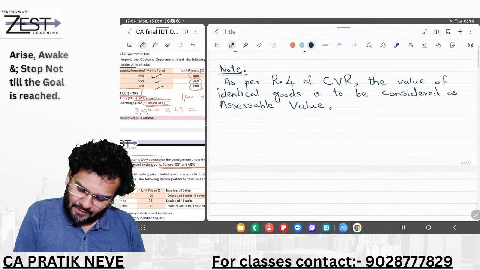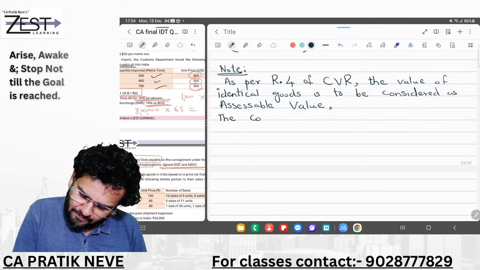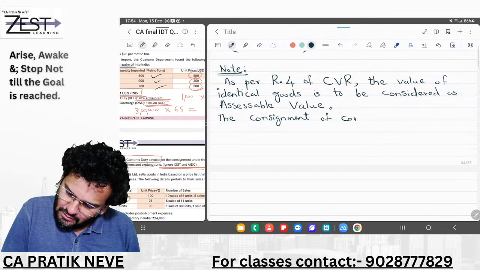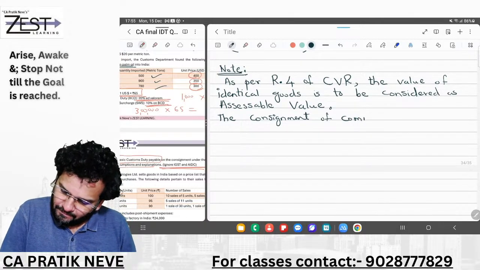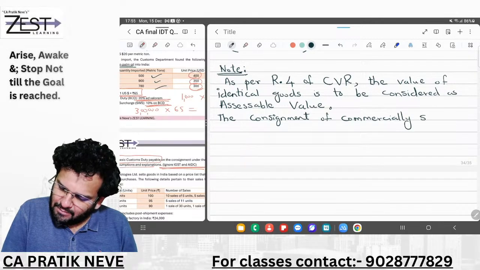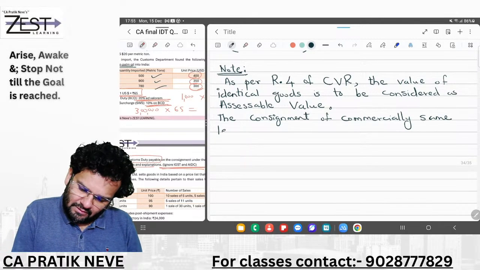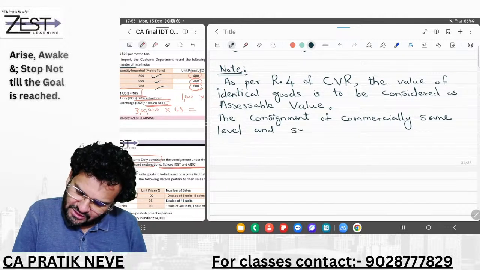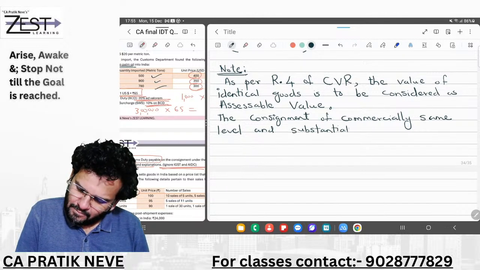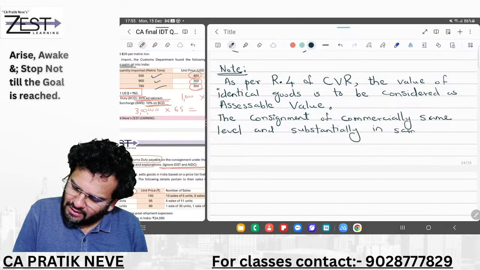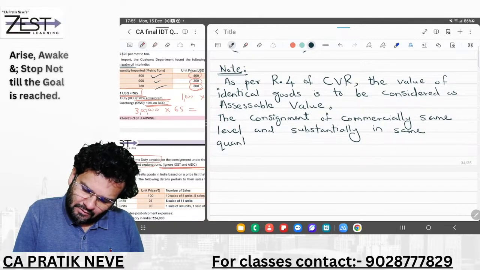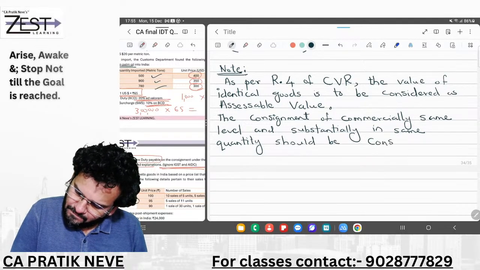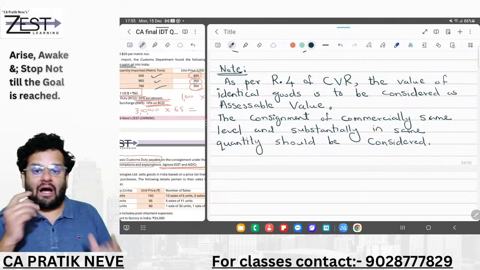Continue. The consignment of commercially same level and substantially in same quantity should be considered. So far so good.